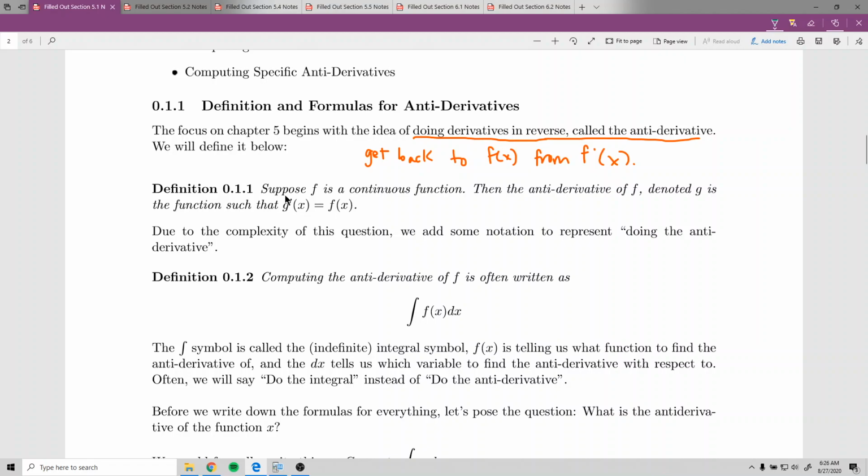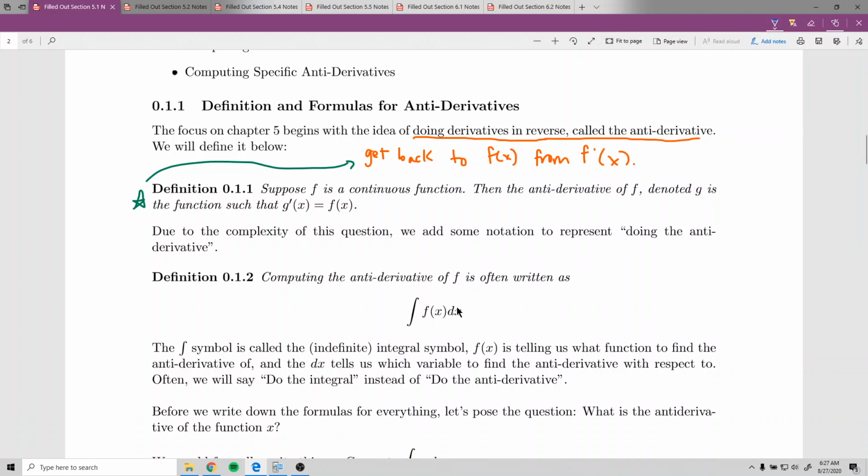Now the formal definition is exactly that. It says, suppose f is a continuous function. That means when you draw the graph, there's no breaks in it. Then the antiderivative of f, denoted g, is a function such that g prime of x equals f of x. All this is saying is exactly what I wrote in orange. It's the function that, when you take its derivative, you get back to the answer. So it's better to think about it this way: we're trying to get back to f of x from f prime of x.